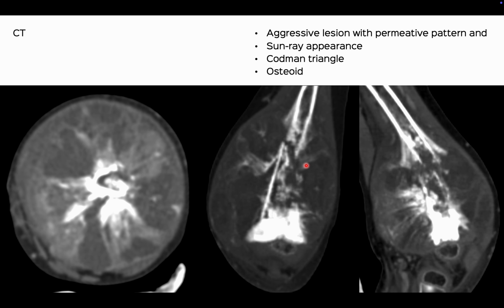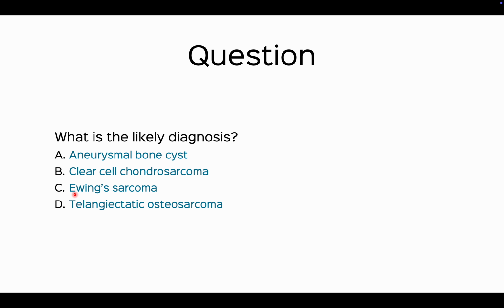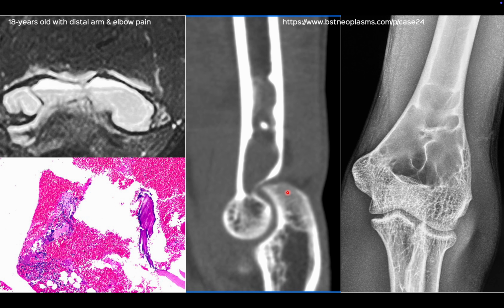Now here, the CT just shows that so much better. That's the sunray appearance, that's the osteoid, that's your Codman triangle, that's the abnormal soft tissue, and you can also see some fluid levels on the axial images. Now, clearly, we've already deduced that this is a telangiectatic osteosarcoma, but let's look at the others.